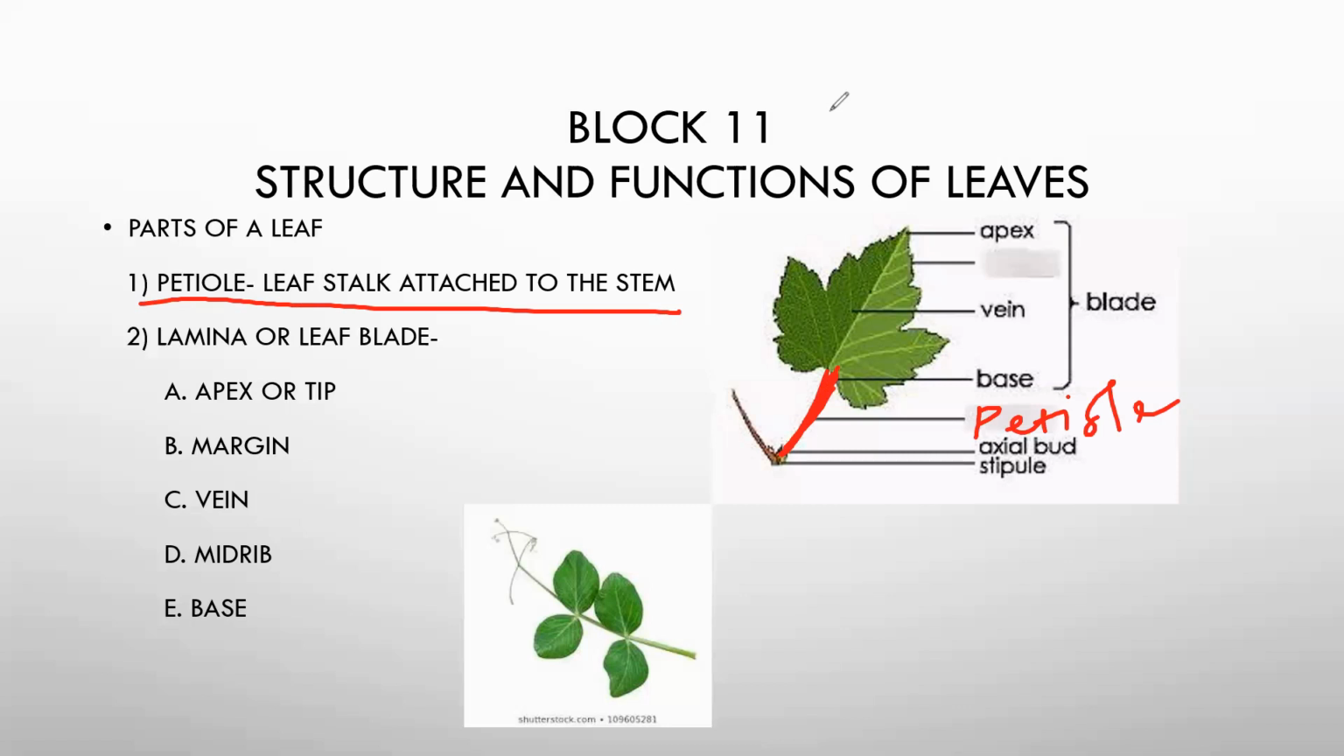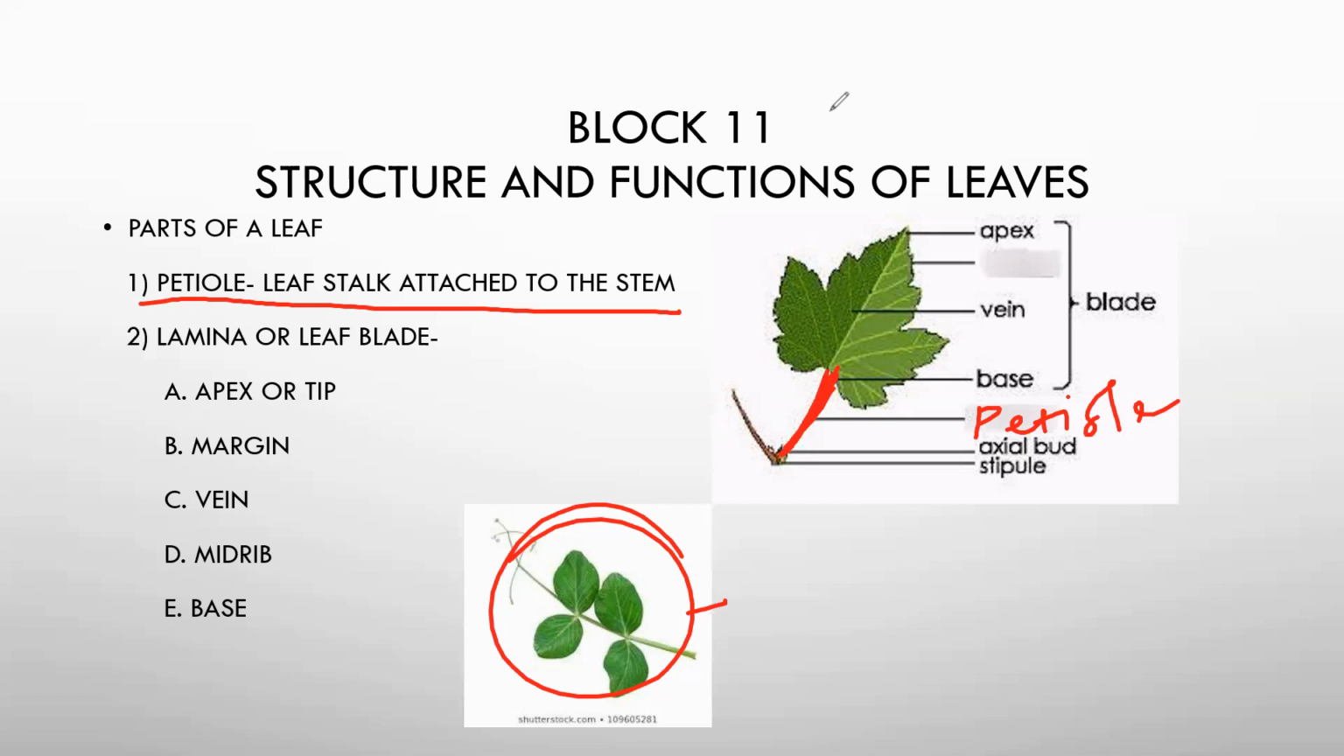Now sometimes you will also find leaves that do not have a petiole. For example, this is your pea leaves in a pea plant. It does not have a petiole. It is directly attached to a stem. So that's it for petiole.